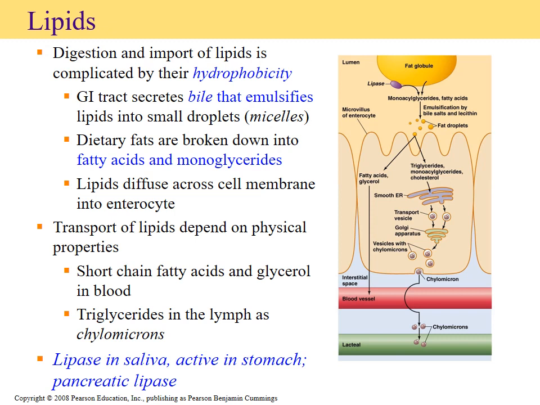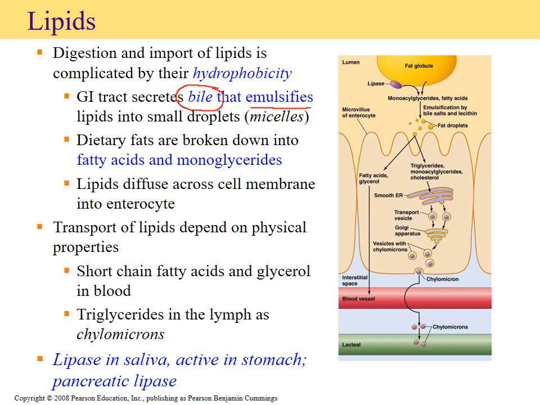Our third category is our fats, our lipids. For the lipids, we're going to have a little bit of an issue, and part of that is because they are hydrophobic, meaning they have a tendency not to want to interact with the hydrolysis component of our digestive system. So in addition to an enzyme, we also have to use an emulsifying agent. An emulsifying agent forces the lipid and the water components to interact with each other. And our emulsifying agent is going to be bile.